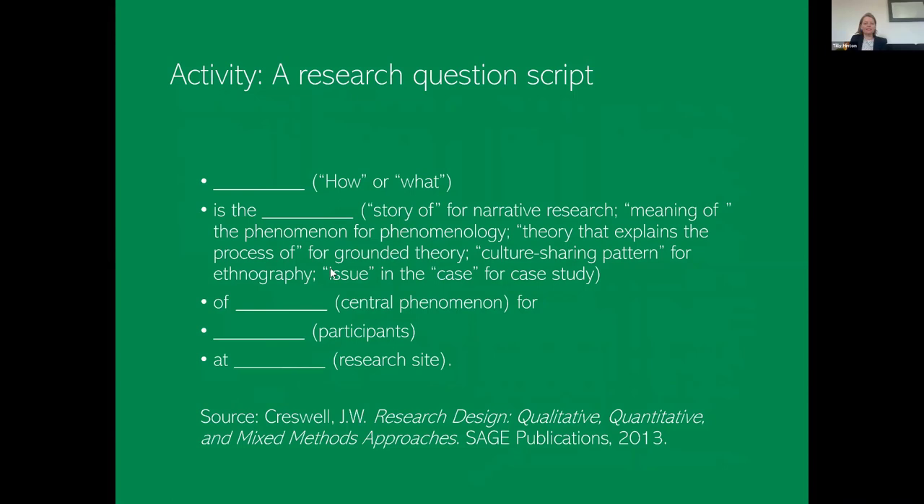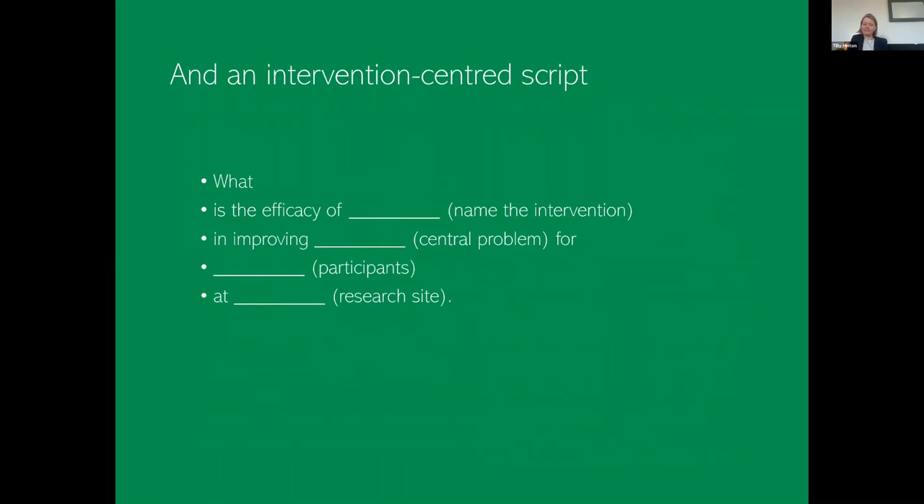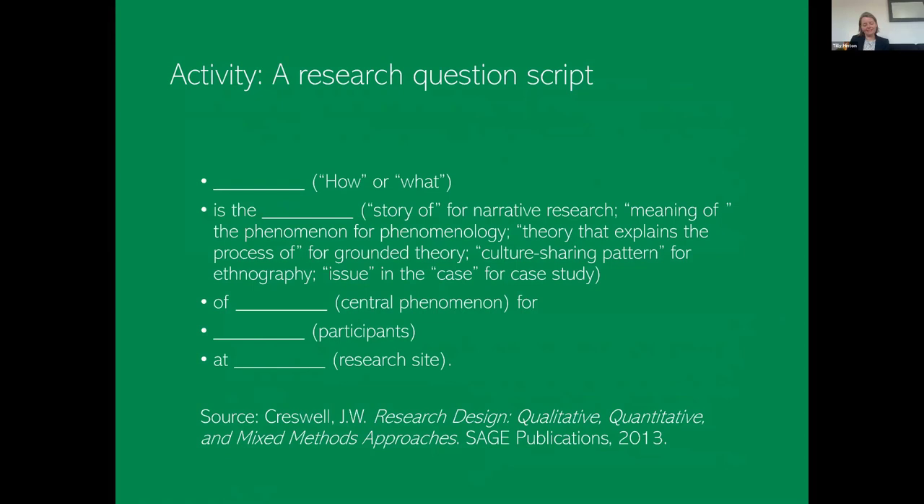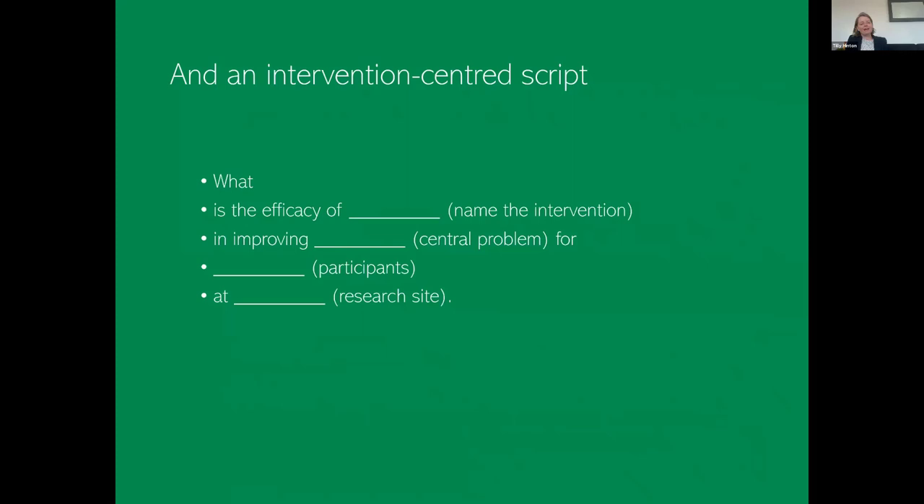This is one that does not exist in Creswell's work, and I haven't seen it elsewhere. If you have, please let me know so I can reference it. But I think it's something that I developed in preparing these slides. This is for an intervention-centered script. The previous screen is a script about understanding what is. This one is about asking the what works question, an intervention-centered script. So like, what is the efficacy of intervention X in improving the problem for these people at this place?